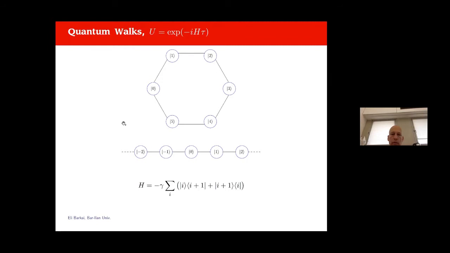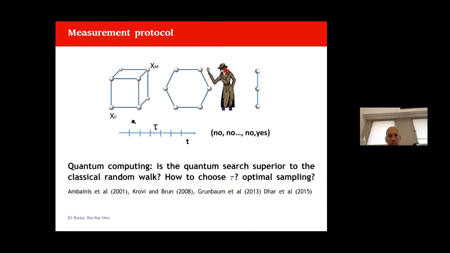etc. So to define the problem more precisely, we define a measurement protocol. So we have this kind of graphs which represent a quantum walk. This is actually a representation of the adjacency matrix describing the jumps between, let's say, nearest neighbors. And the initial condition, let's say, is localized on a node, and we want to detect the particle here.